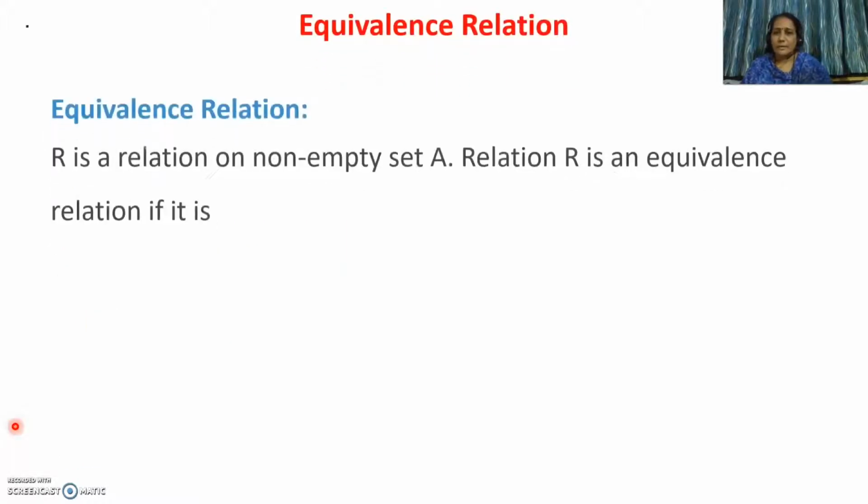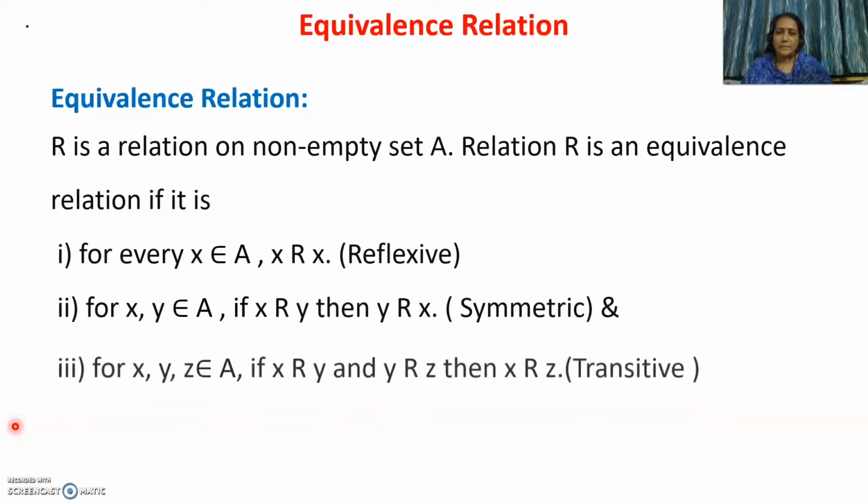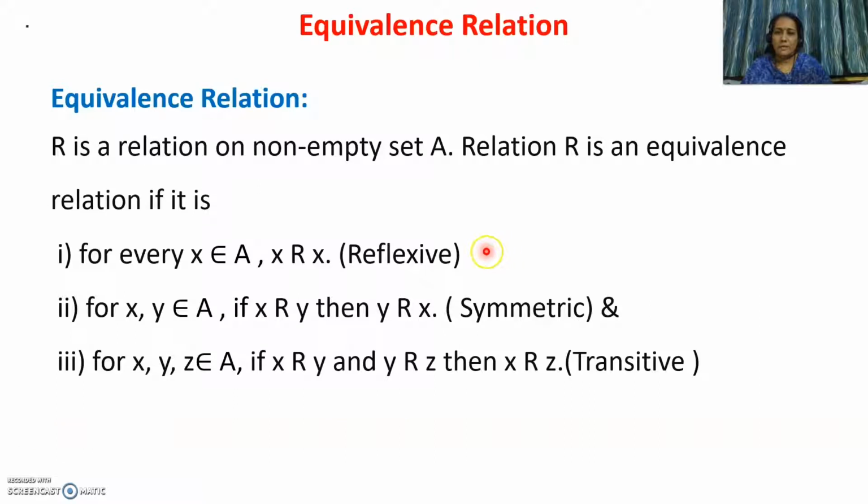Now, what is an equivalence relation? It is a relation on a non-empty set A. It is equivalence if and only if it is reflexive, symmetric, and transitive. Reflexive means for every x belongs to A, x is related to x. Symmetric means for x, y belongs to A, if x is related to y, then y is related to x. And transitive means for x, y, z belongs to A, if x is related to y and y is related to z, then x is related to z.